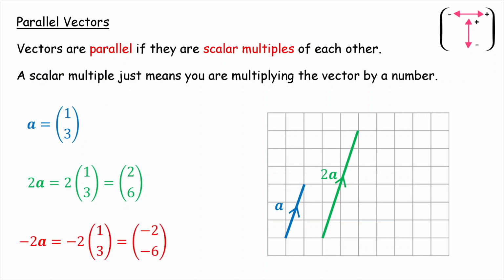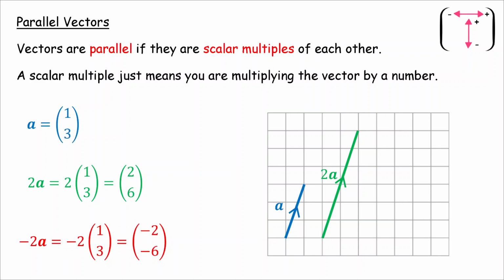So what about this one down here? I've now got minus 2 lots of a. So I've taken my vector a, I've timesed it by negative 2. That's my scalar multiple, that's the number I've timesed it by. So minus 2 lots of (1, 3). Well, minus 2 times 1 is minus 2, and minus 2 times 3 is minus 6.